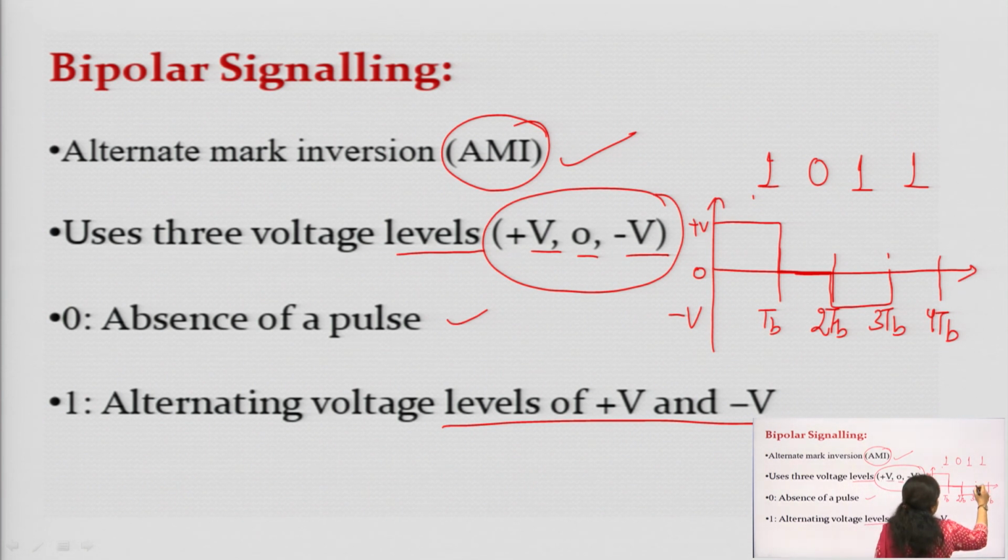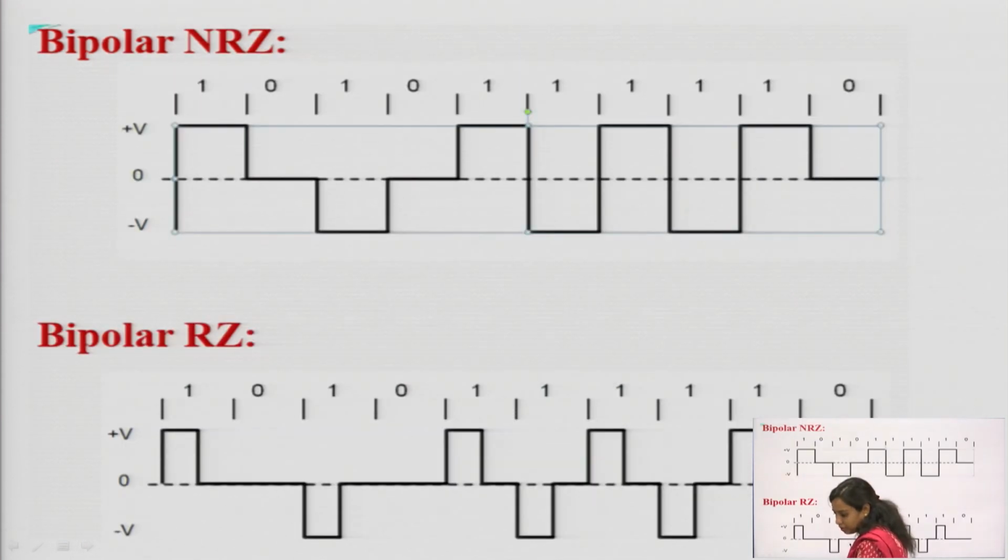So, this will be minus V, again this will be plus V. So, this is how you have to draw the bipolar signaling. Bipolar signaling means you are considering 3 voltages: plus V, minus V and 0, and alternate mark inversion means you are alternatively changing the amplitude of one from plus V to minus V. So, this is how you have to draw the bipolar signaling.